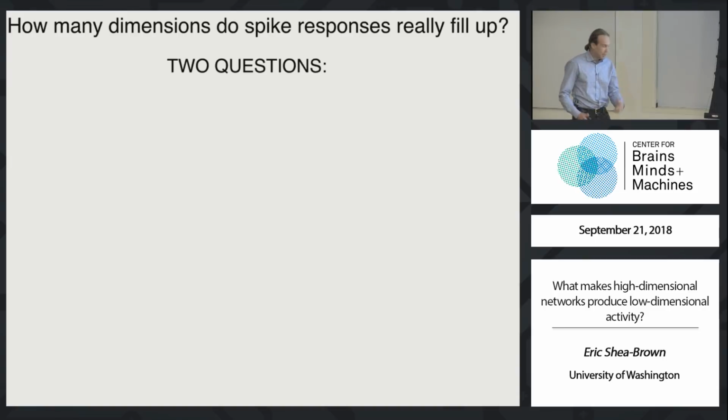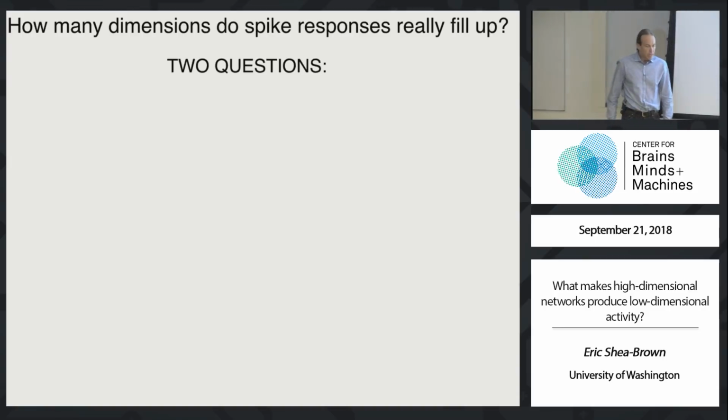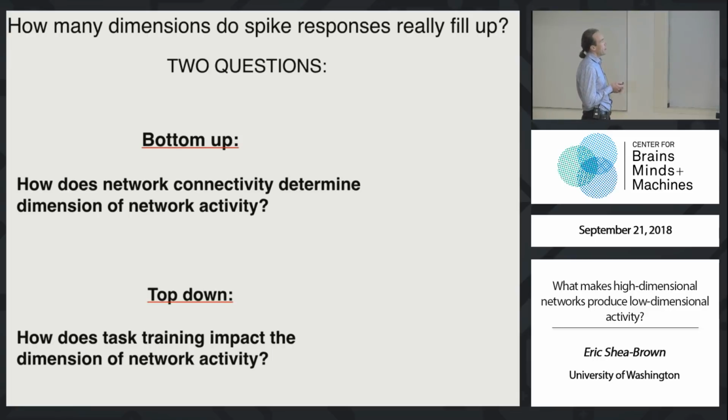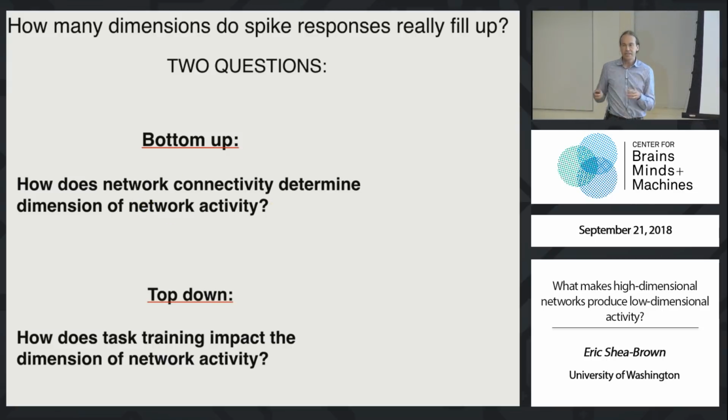Okay, so this is a big field. My group will just advance on a couple of the small paths in this big landscape today. Those questions come at the dimensionality of brain representations from two points of view. The first is bottom-up, extremely simple conceptually. Just give me a network of spiking cells with some sort of architecture. Can we say in some reasonably simple way what it is about the connectivity, the wiring diagram, that determines whether said spiking network will produce high or low dimensional activity patterns? That's it. What matters about connectivity?